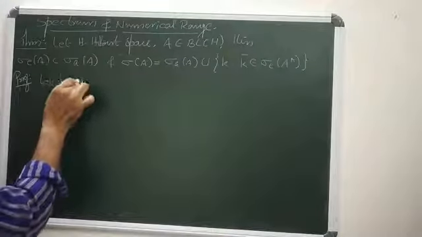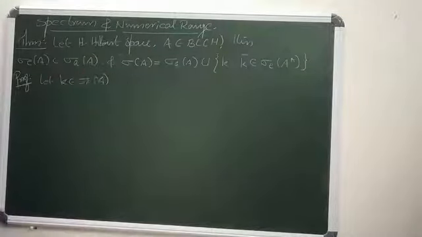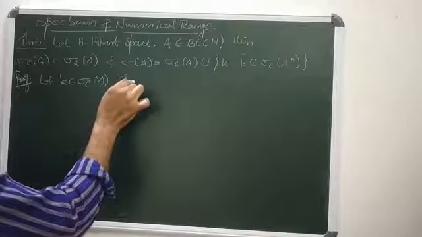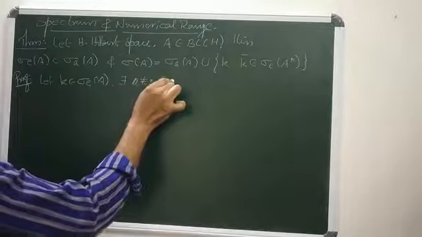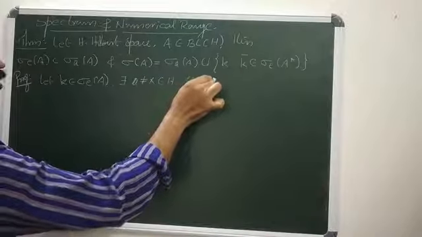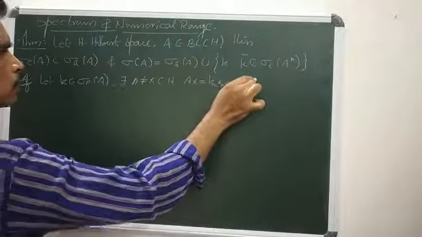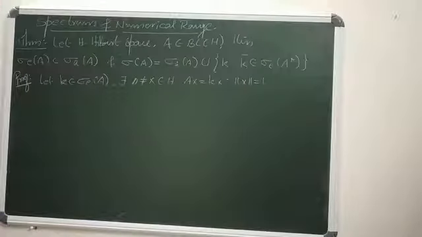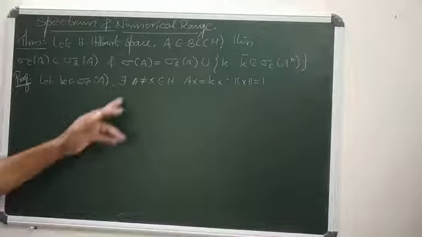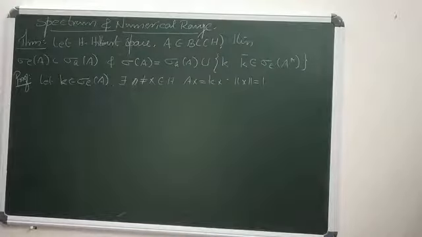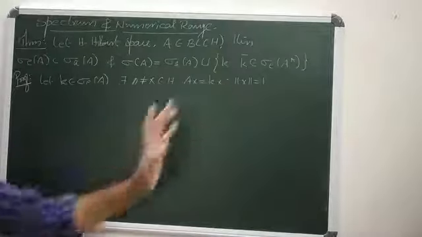Let K be in sigma p of A. K is an eigenvalue of A means there exists some non-zero x in H with Ax equals Kx with norm of x equals 1. Okay, K is in sigma p of A, K is an eigenvalue of A. So this non-zero x is known as the corresponding eigenvector. There is an eigenvector corresponding to this eigenvalue having norm 1.